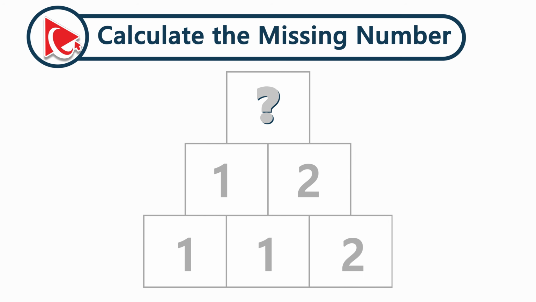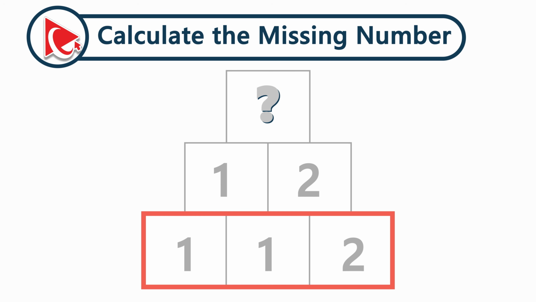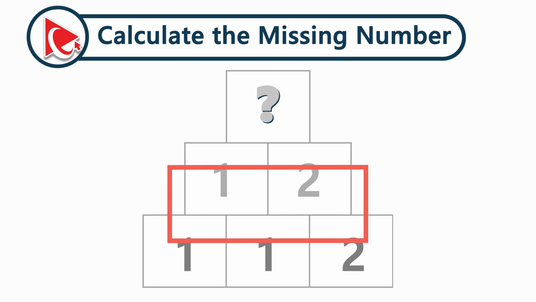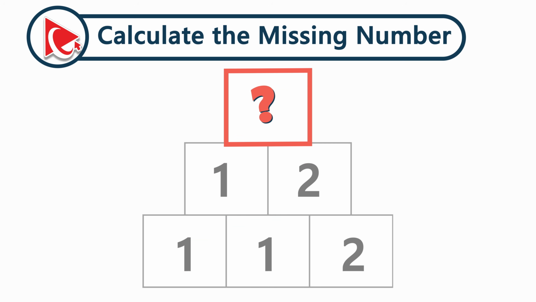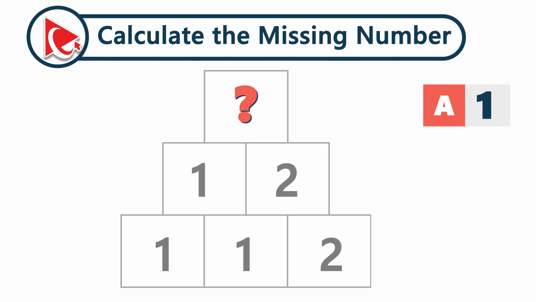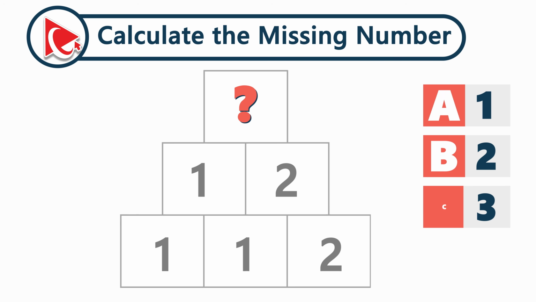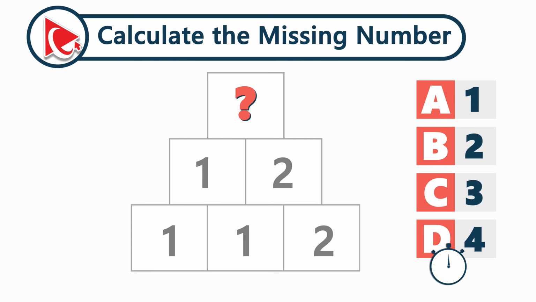Consider the following pyramid. The bottom row of the pyramid has numbers 1, 1, and 2. Middle row has numbers 1 and 2. And the top number in the pyramid is missing. You need to calculate the missing number and select your answer out of 4 possible choices: A, 1; B, 2; C, 3; or D, 4. Can you try to solve it on your own and choose the right answer?